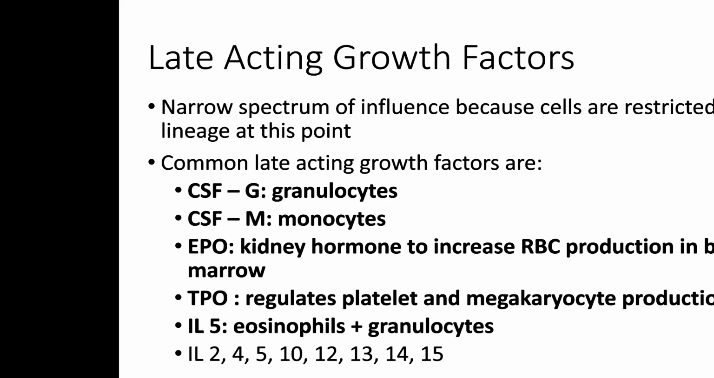As the cell continues developing, we'll start talking more about the late acting growth factors. CSFG gives rise to granulocytes, CSFM will give rise to monocytes, EPO is the hormone that will increase red cell production, and remember it's only made in the kidneys. TPO will regulate platelet and megakaryocyte production. Interleukin 5 will give rise to eosinophils and granulocytes.